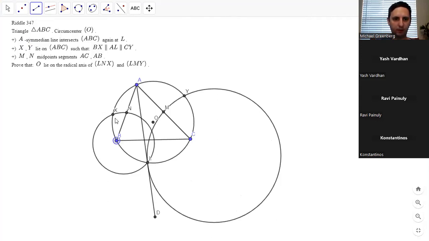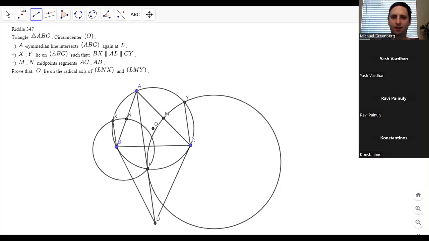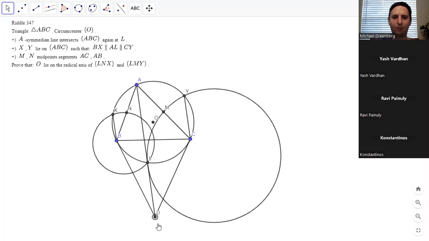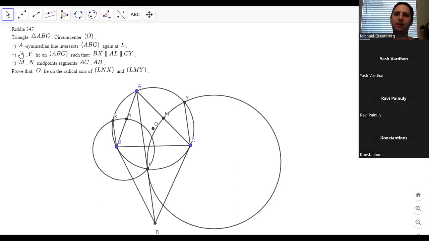All right, so BX, CY, and we have point D. So we want to show O has the same power with respect to those two circles. Whenever I have three parallels like this, sometimes I find it easiest to reflect everything across the perpendicular bisector of AL. So this reminds me of another video that I did. BXYC is isosceles, because those two are parallel.